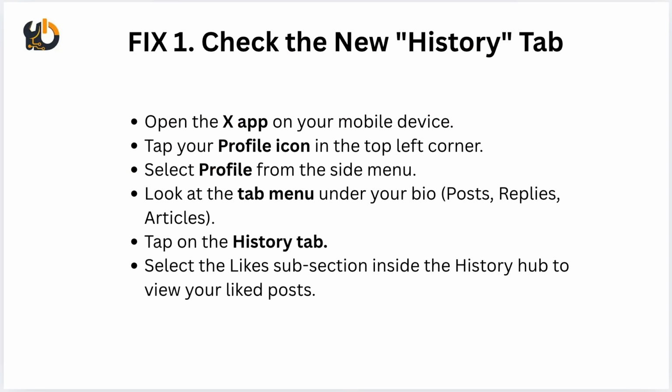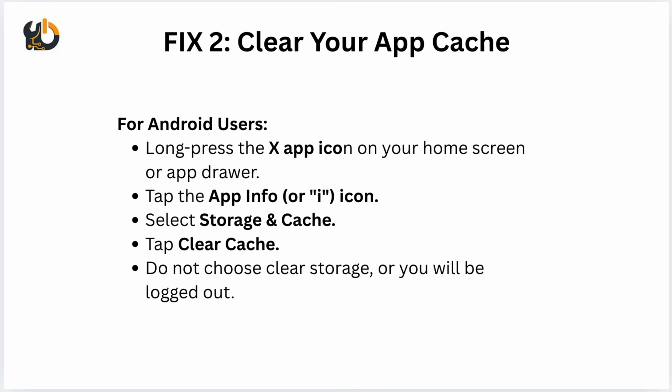Open the X app on your mobile device, then tap your profile icon in the top left corner, select profile from the side menu. Look at the tab menu under your bio: posts, replies, articles. Then tap on the history tab, select the likes subsection inside the history tab to view your liked posts.